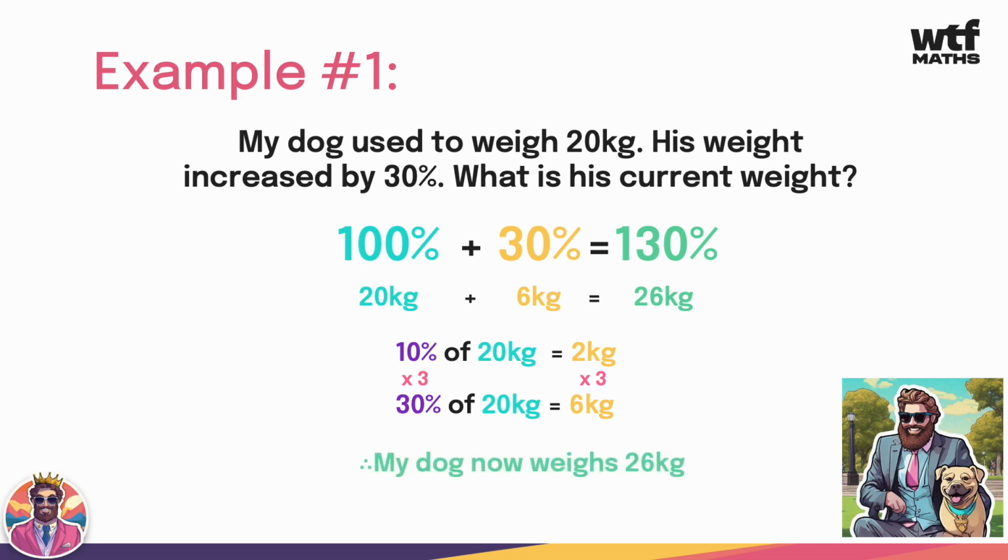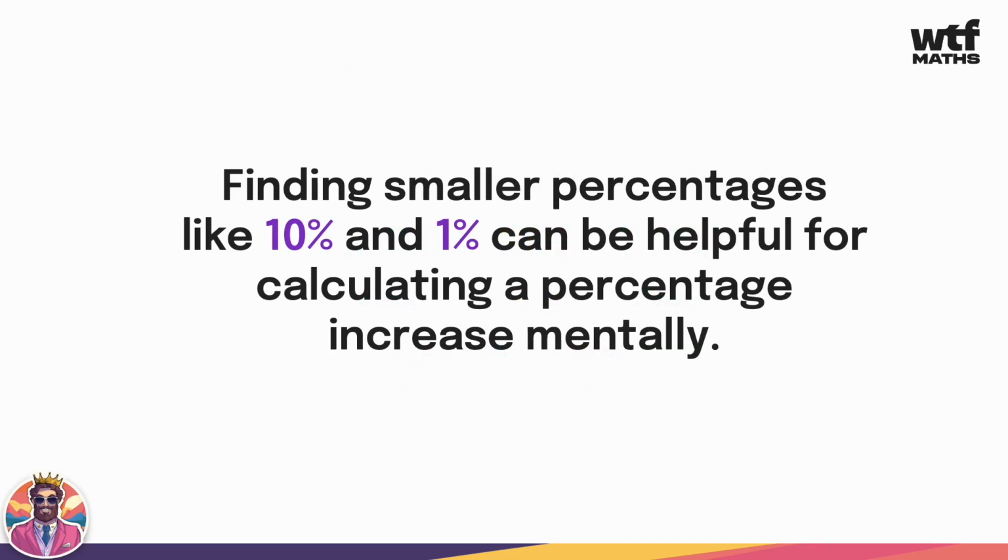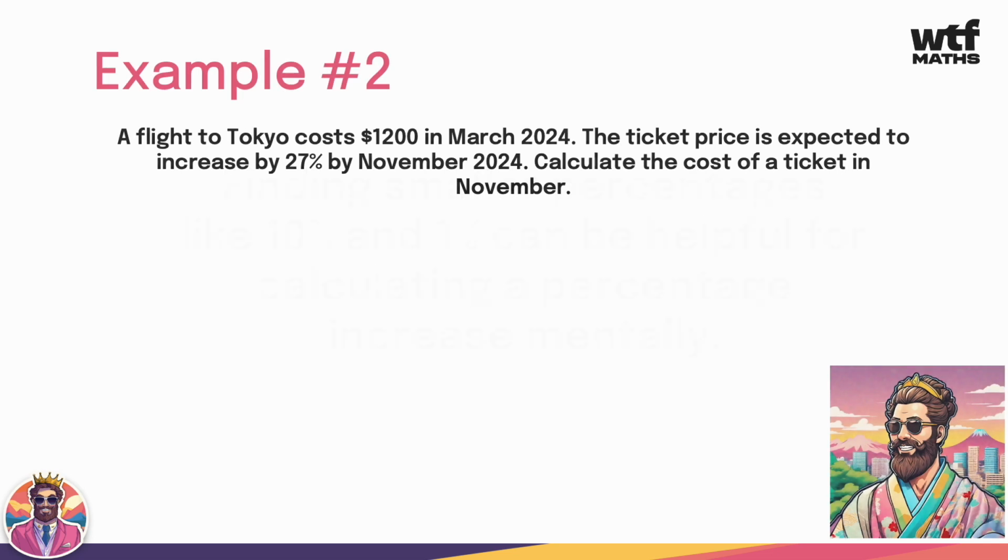So by finding a smaller percentage such as 10%, we were able to find 30% quite easily and then add that on to find the 130%. So my tip to you is finding smaller percentages like 10% and 1% can be helpful for calculating a percentage increase mentally. Let's try another example.